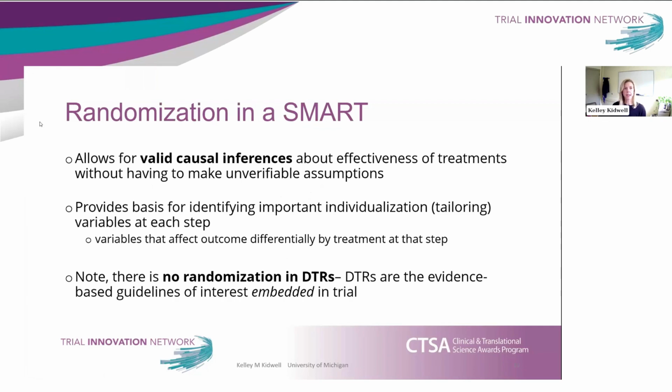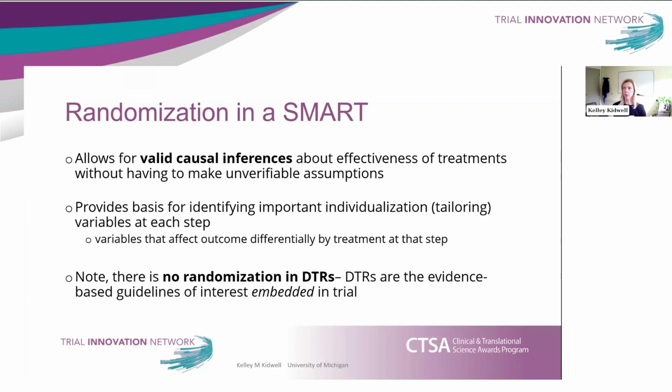This randomization also provides the basis for identifying important individualization or further tailoring variables at each of these critical decision points. So this is akin to, like, in standard one-stage trials, what subgroups of individuals does each treatment work best for, right? These tailoring variables we can find at the first stage and the second stage to figure out which subgroups of individuals these sequences are best for.